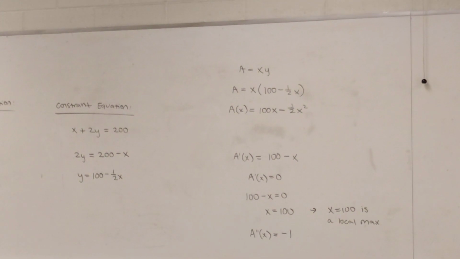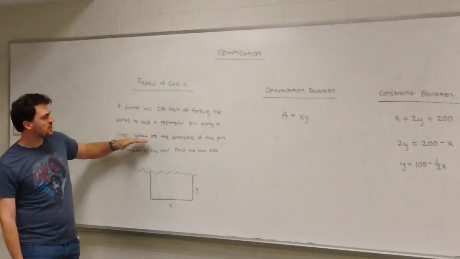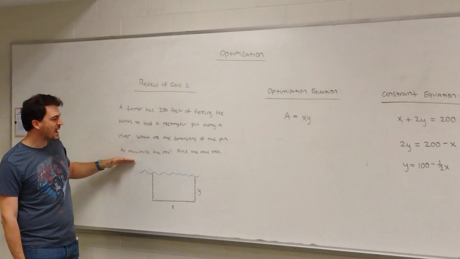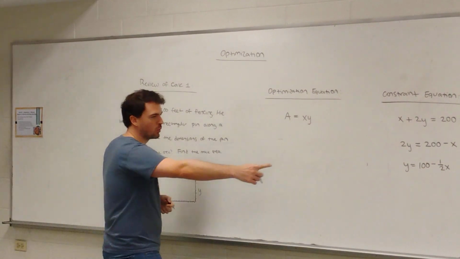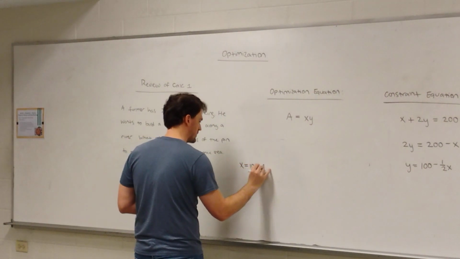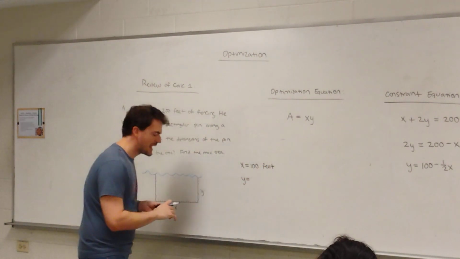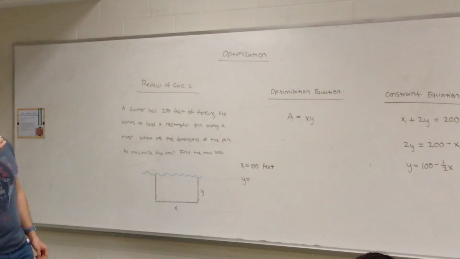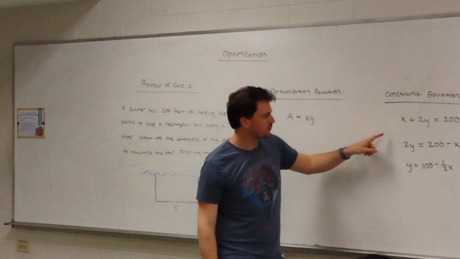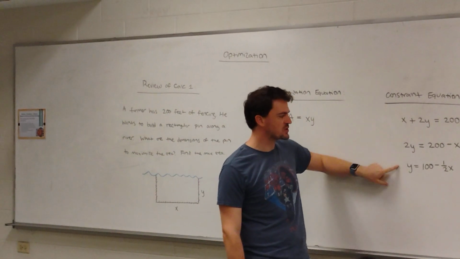So then the last thing we want to do is actually answer the question. What are the dimensions of the pen that maximize the area? Well, we're saying that x equals 100 feet. Now I need to find y. Don't forget, you have an equation for y. That's part of the process. You're always going to have an equation for the other variable.